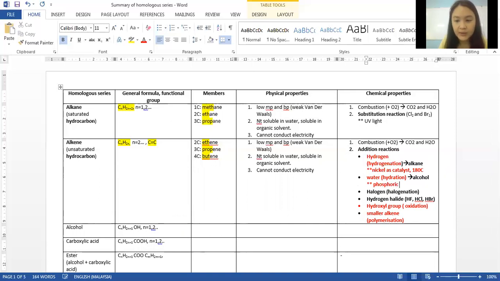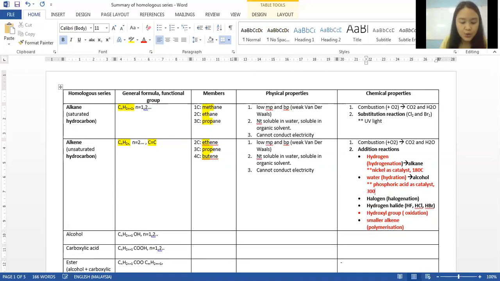Phosphoric acid with the formula H3PO4. You need it as a catalyst, right? On top of that, you will need a much higher temperature, 300 degrees Celsius, and also a pressure of 60 atm in order for hydration to take place successfully. So please be reminded of the specific conditions needed for both the hydrogenation and hydration processes.